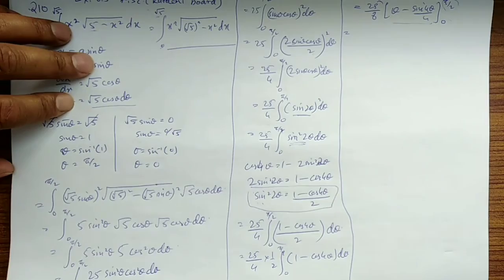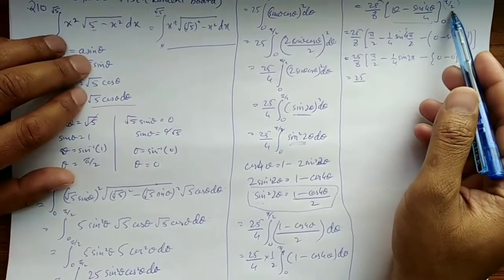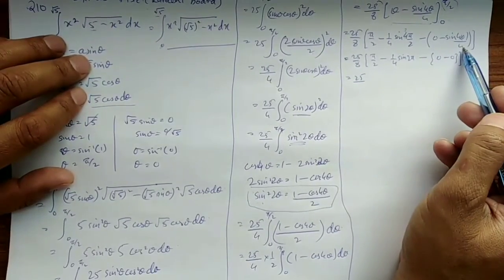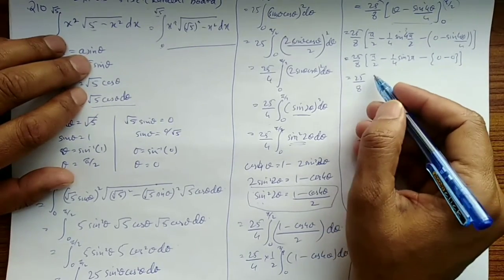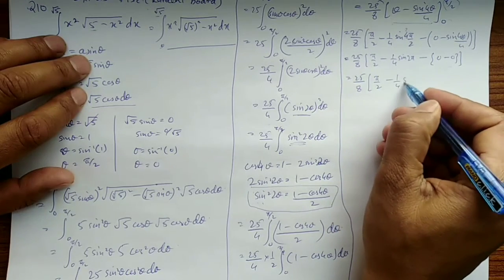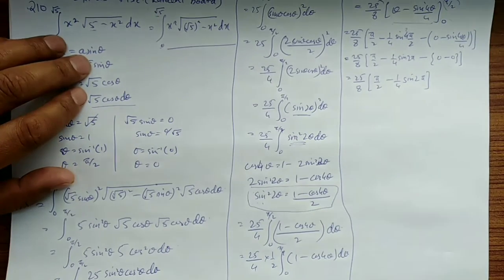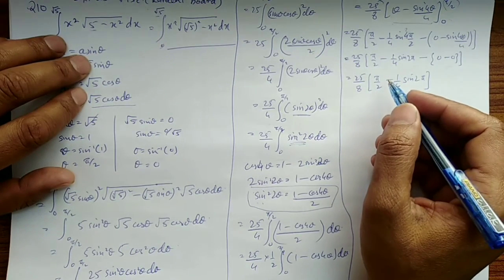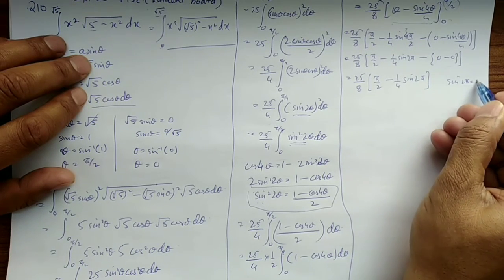So we will get, this is the condition, here we have placed pi upon 2 once in this part, once 0 in this part, we got this part. Now simplifying, we are getting 25 upon 8 into pi upon 2 minus 1 upon 4 sine 2 pi, right? So further we can simplify it, sine 2 pi, I guess, we are getting 1.